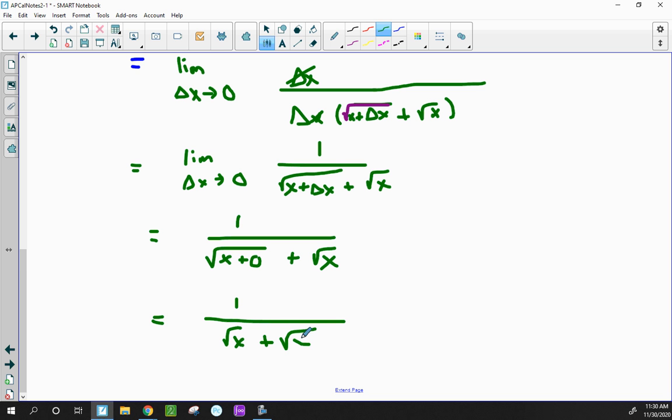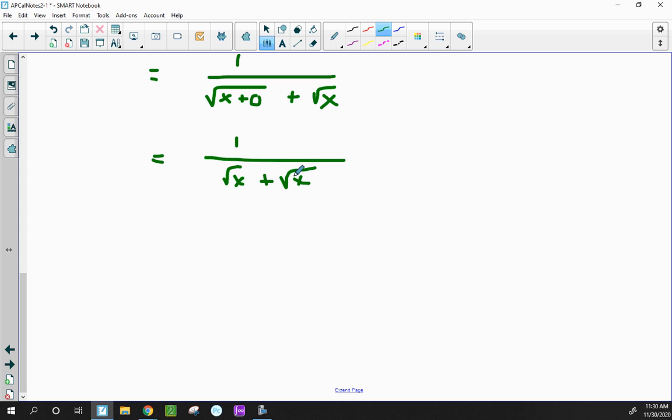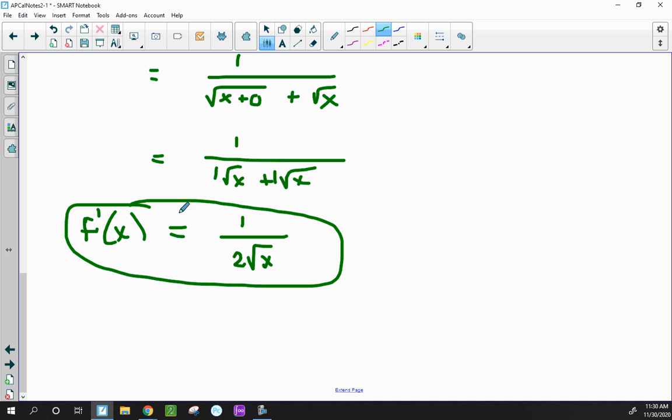Okay, that's where I am right now. And then we know how to add radicals. They have to have the same radicands. You just combine what's in front. So I finally got to the first part. 1 plus 1 is 2. So 1 divided by 2 radical x is what, we've worked on it so long, we may have forgotten what we're doing. I hope not. But it's f prime x. And so this is the general rule for derivative.